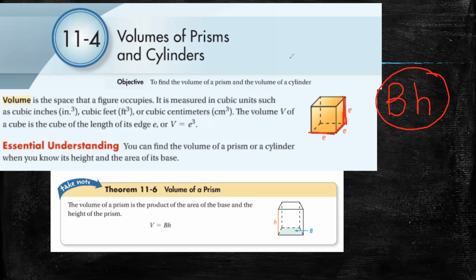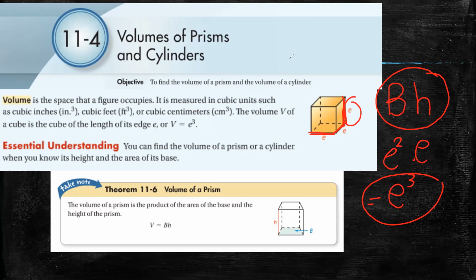So what is the area of the base? Since it is a square, it is this edge squared: a times a, which is a squared, times, what is the height here? It's also a. That's why we said that the volume of the cube is a cubed, the length of the side cubed. This is for the cube.